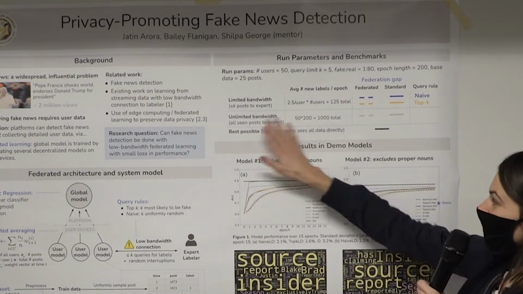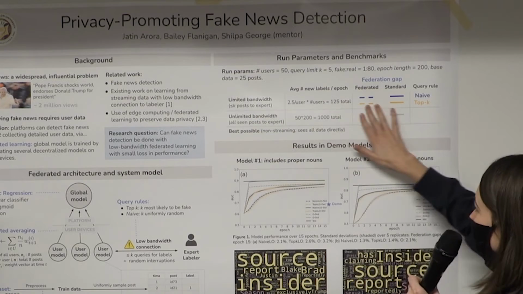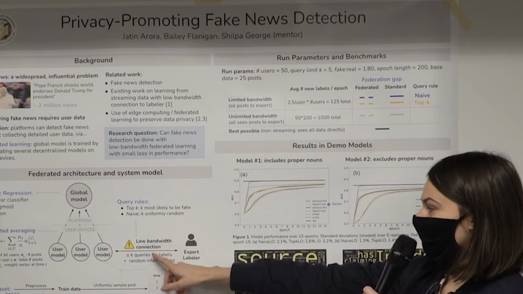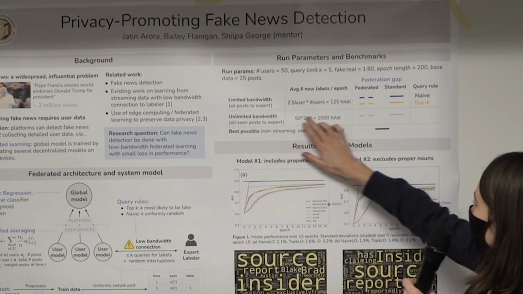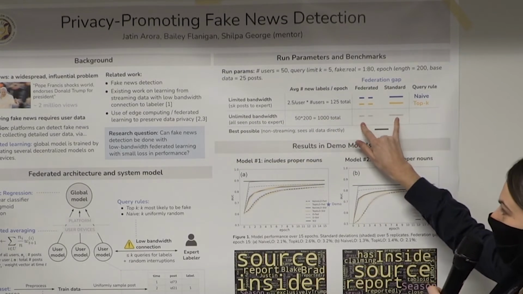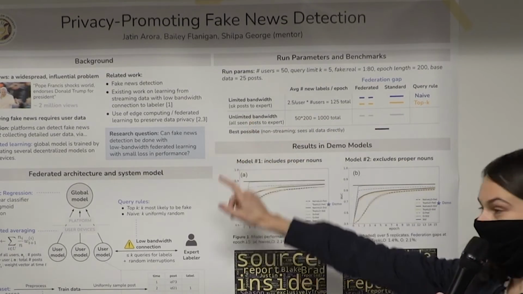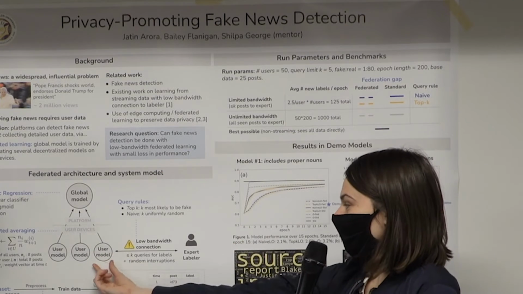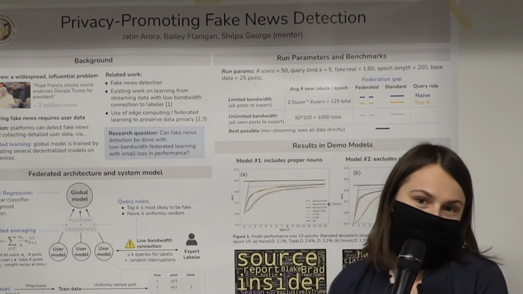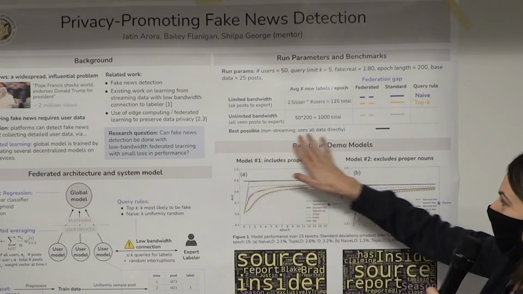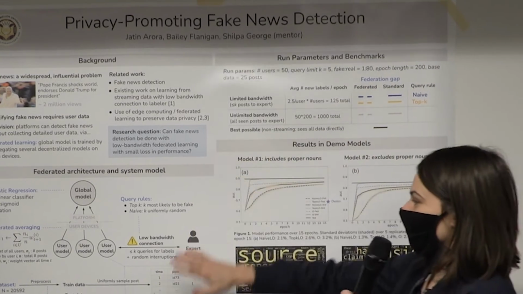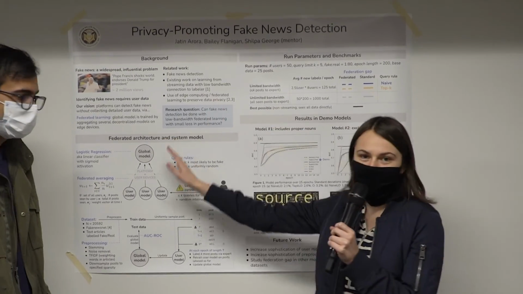The next benchmark we consider measures the cost of this low bandwidth constraint, where we can send very few posts to the expert. So here we have 2 models, one federated, one not, which have unlimited bandwidth, which means that the user can query the expert as many times as it wants, so it can ask for labels on every post that the user sees. And then finally, we consider the best possible model, which is just a model directly trained on the entire training set.